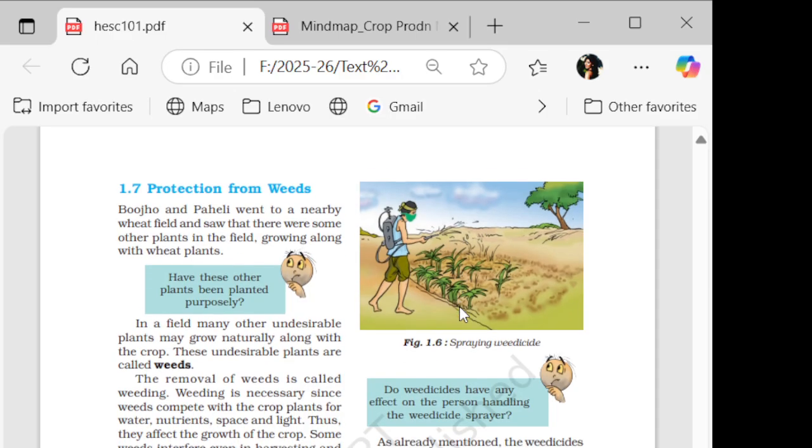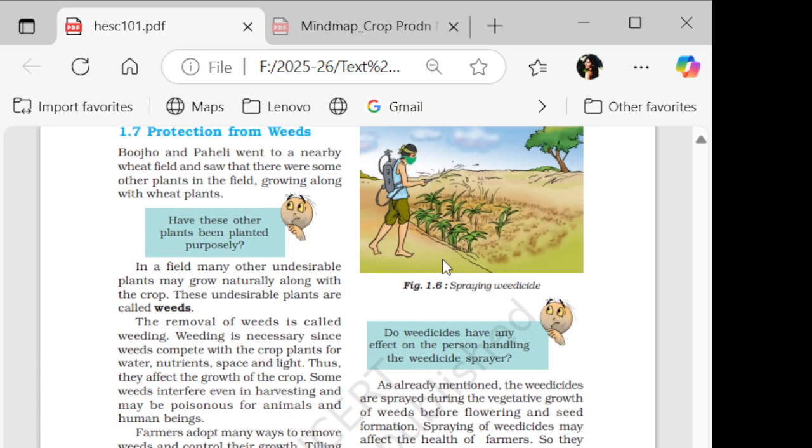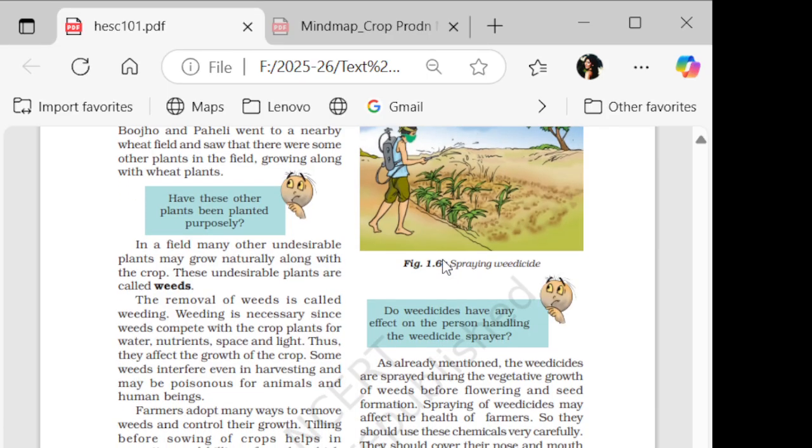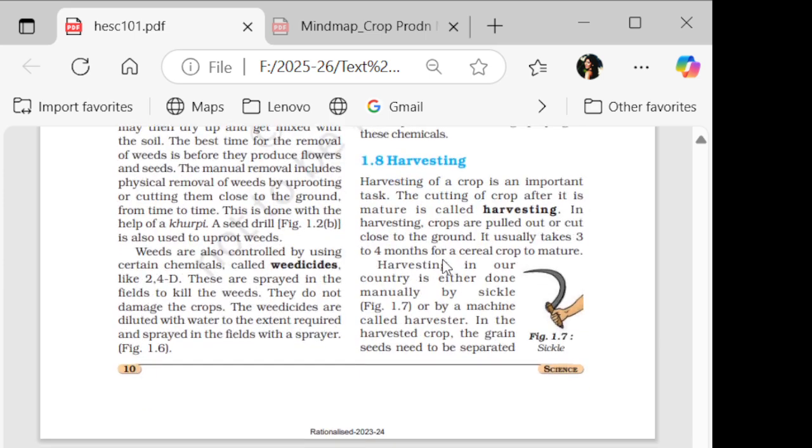And the answer is yes, it is harmful. It can damage your body, it can harm your health, and that is the reason you need to wear a mask while you are spraying it. Another thing, your hands also should be covered. You should be wearing gloves on your hands as well, okay, because spraying chemicals on plants is dangerous for the person who is spraying as well.